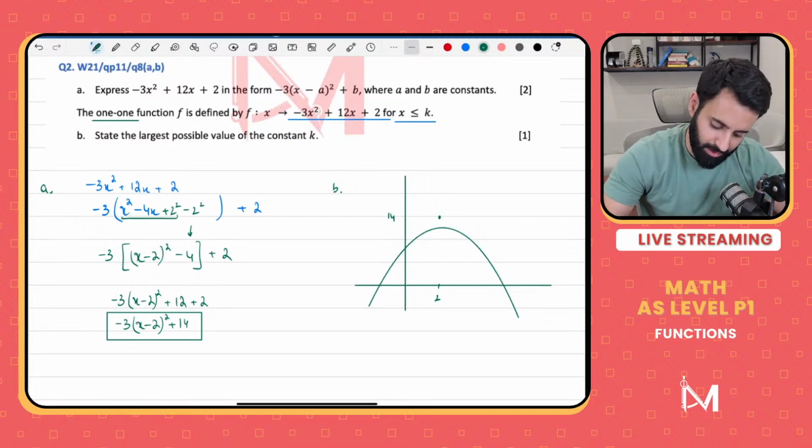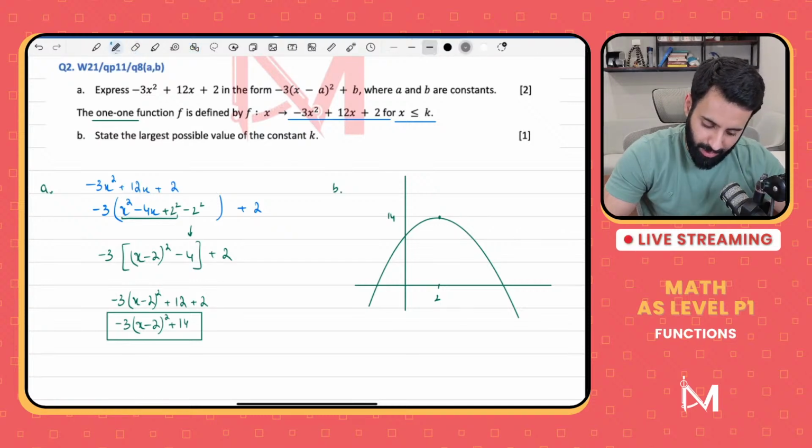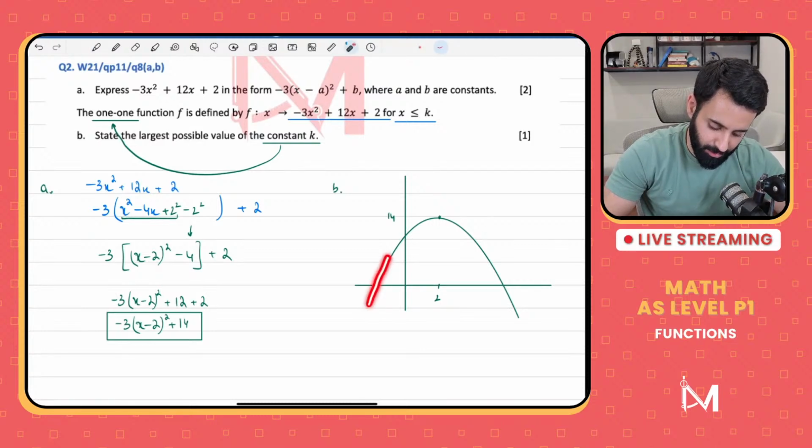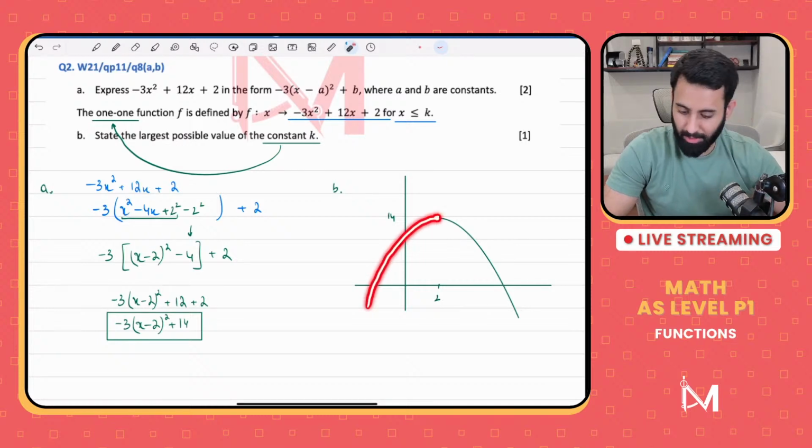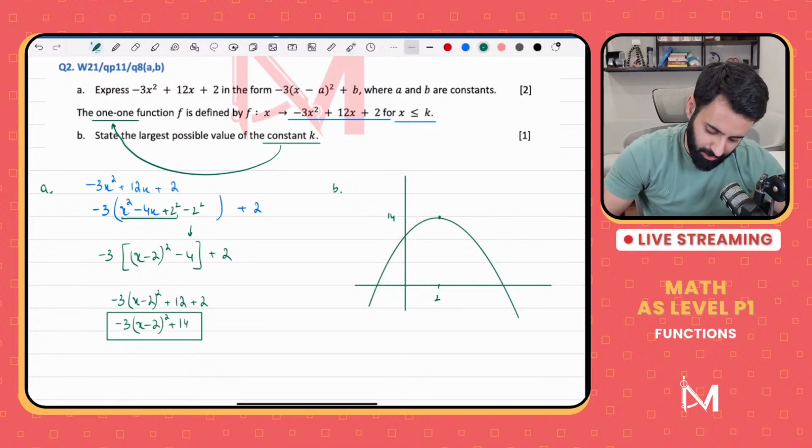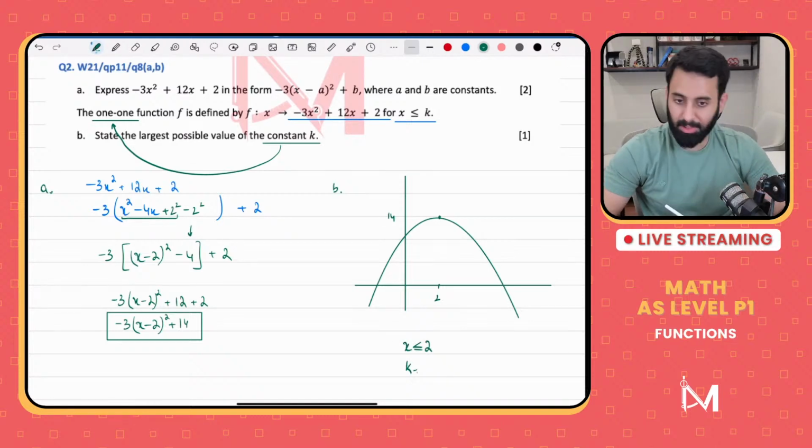Now the question says, state the largest possible value of k. What does k do? K makes it a one-to-one function. So what should x be lesser than or equal to for it to be a one-to-one function? Let's see. Up until 2, it's increasing. And after 2, what happens? It starts to decrease. So if I get rid of this part of the curve, then this becomes a one-to-one function. For as long as x is lesser than or equal to 2, this will be a one-to-one function. So the answer to part B is x is lesser than or equal to 2, which means the largest possible value of k is 2.